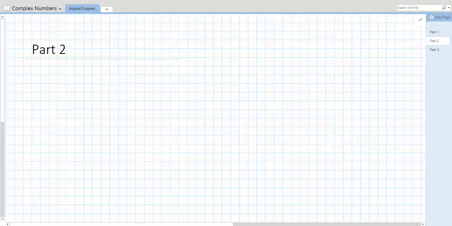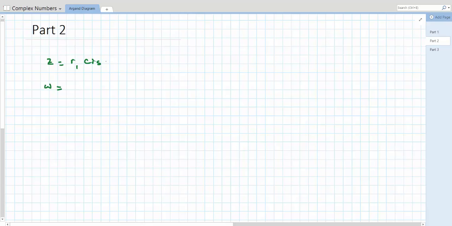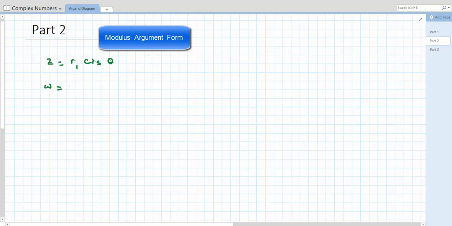In this part, I am going to look at what happens when we multiply vectors and their representation on an Argand diagram. For this activity, I am going to look at again two vectors, z and w. But this time I'm going to refer to them in terms of their parametric equations. Let's call this r1 cis theta and r2 cis phi.